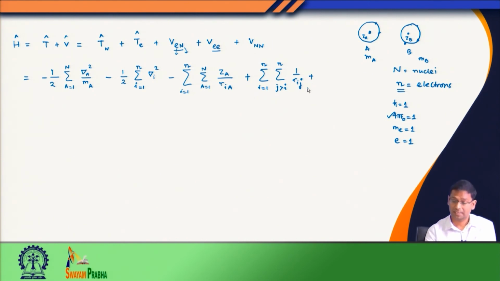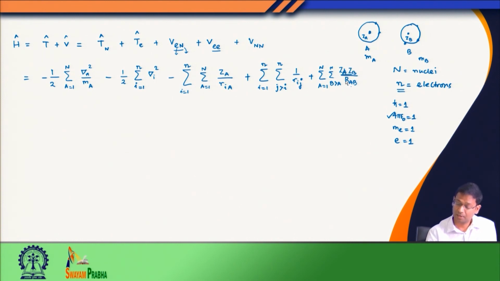Finally, the last term is the nuclear repulsion. Now, if I have 2 nuclei, of course, they will simply repel each other. If I have more than 2 nuclei, something similar to what we have done for the electrons will also be applicable here. So, A goes from 1 to capital N, followed by B greater than A goes to capital N, and this 1 over R_AB, where this capital R_AB is the distance between nucleus A and nucleus B.